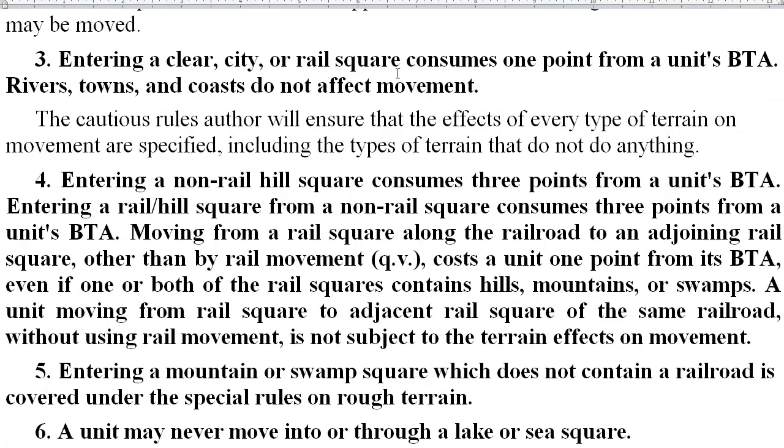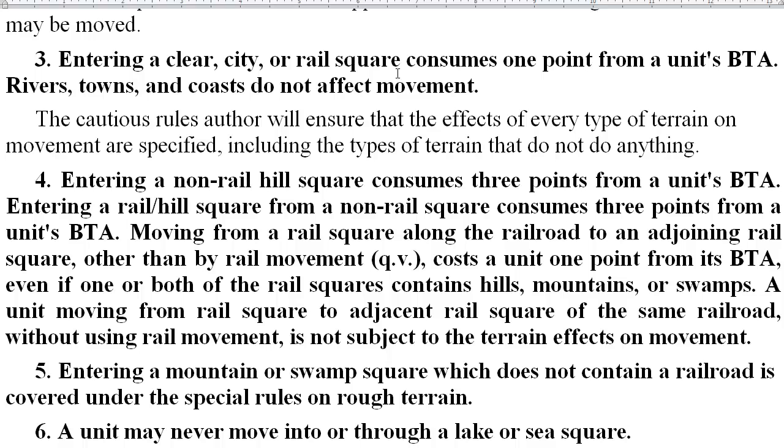If you enter a clear square, a city square, or a clear rail square, you pay 1 movement point from the BTA. There are rivers and towns and coastlines. They don't affect movement. If you enter a hill square that does not contain a railroad, a non-rail hill square, you lose 3 points from the unit's BTA. If you enter a rail hill square from a non-rail square, you pay the 3 points because you are crossing a hex edge that is not crossed by a railroad.